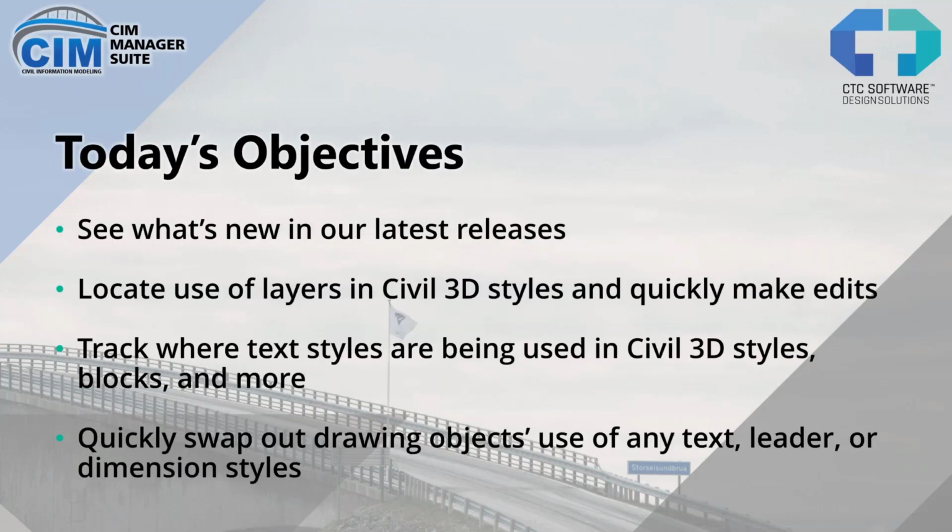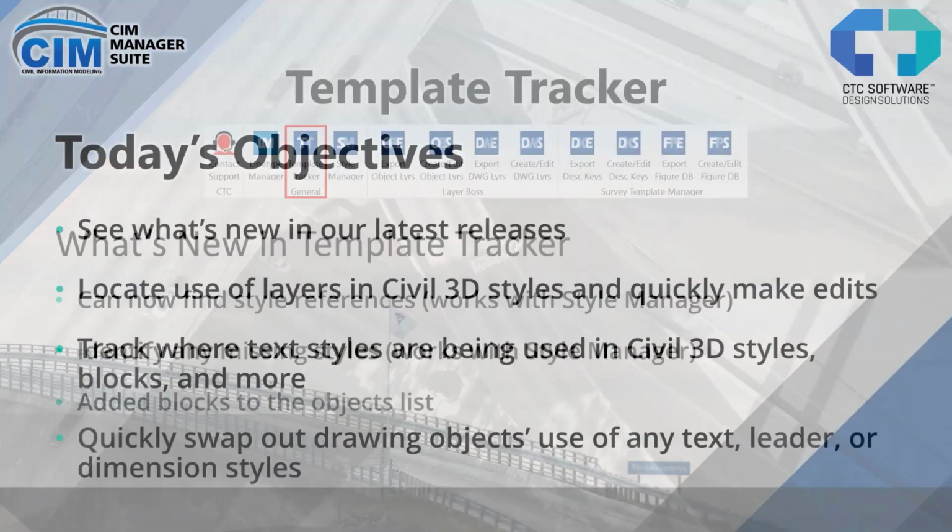So today we're going to see what's new in our latest versions. Like I said, the last year we've been working very hard to improve all of our tools, and this one's no different. So we're going to locate the use of layers in Civil 3D styles and show how to quickly make edits to those. We're going to track where text styles are being used in Civil 3D styles, blocks, and more. And we'll quickly swap out drawing objects use of any text style, leader, or dimension styles. Hopefully we'll have time to get to all of that.